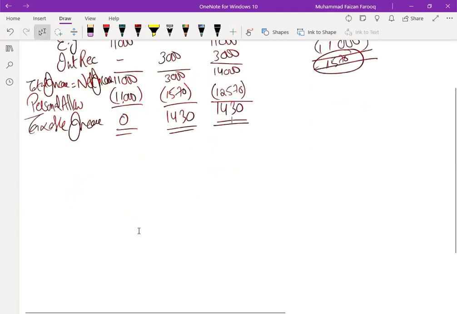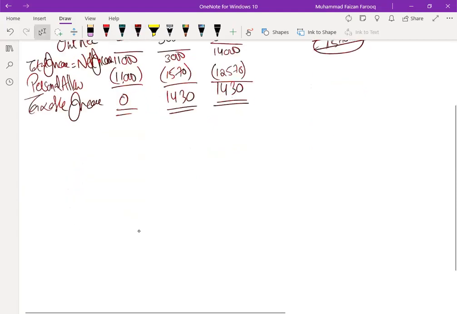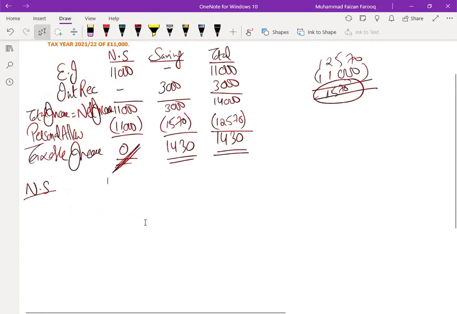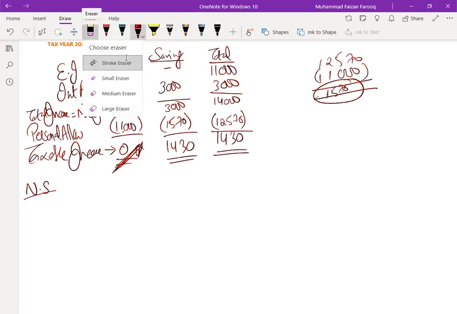Now we will apply tax. First, we apply tax on non-savings. Do we have non-savings? Yes, employment income. Employment income is non-savings income. But is there any taxable non-savings? The taxable non-savings is zero, right?